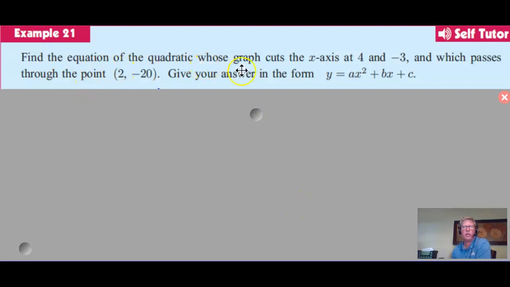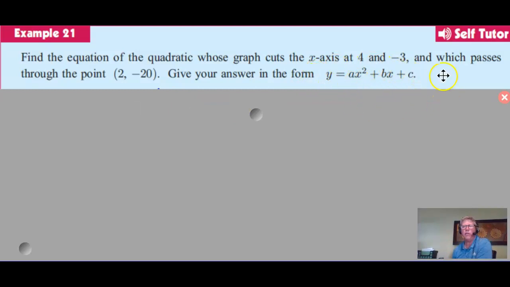Find the equation of the quadratic whose graph cuts the x-axis. So this is like the fifth way of saying a root, a zero, an x-intercept, whatever you want to say. We know it cuts the x-axis at 4, -3. So we're already probably thinking of the form that we want to use. They give us a point. This is why I was stressing that it doesn't have to be the y-intercept. All it needs to be is another point on the graph. In this case, x equals 2 and y equals negative 20. Awesome. Give your answer in y equals that form.